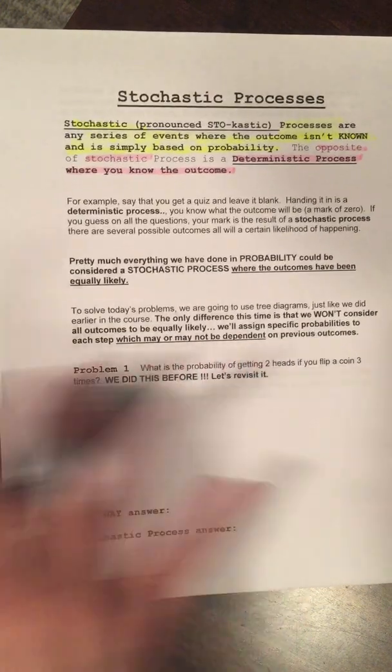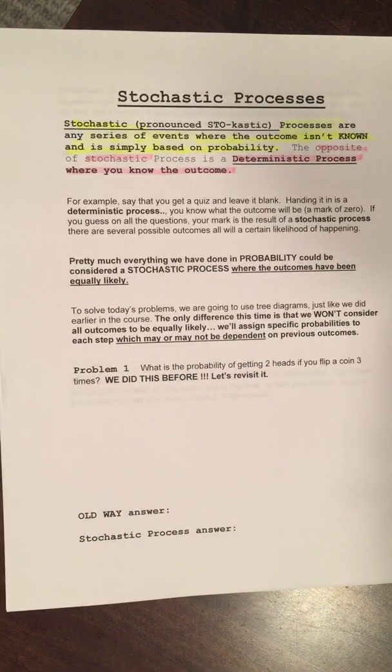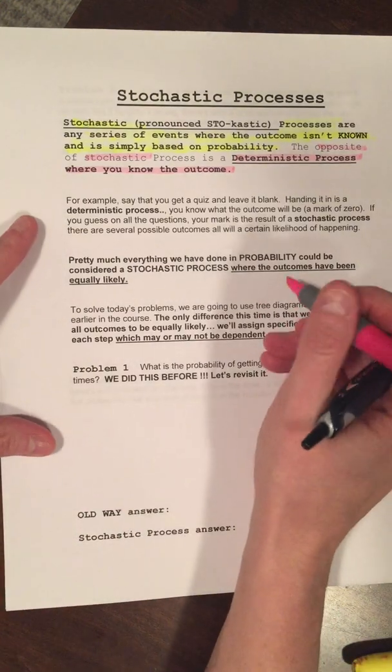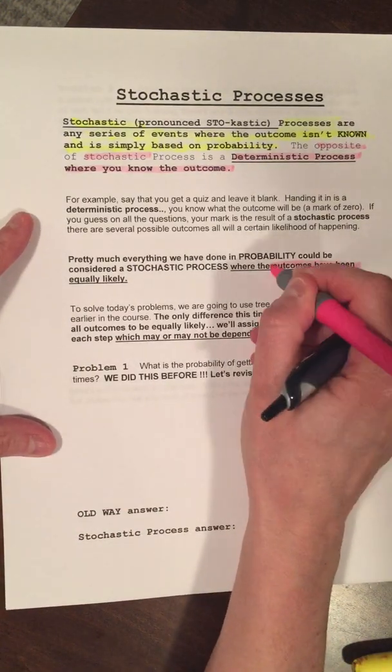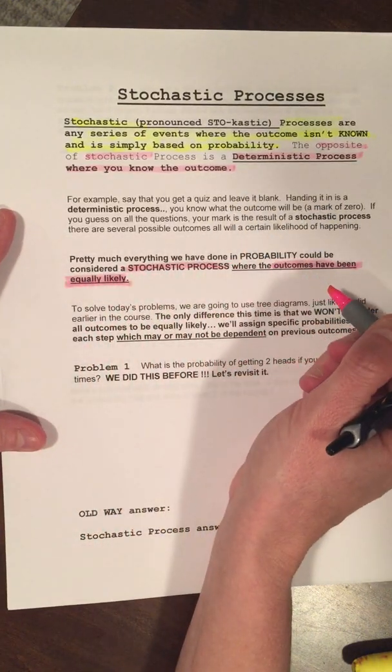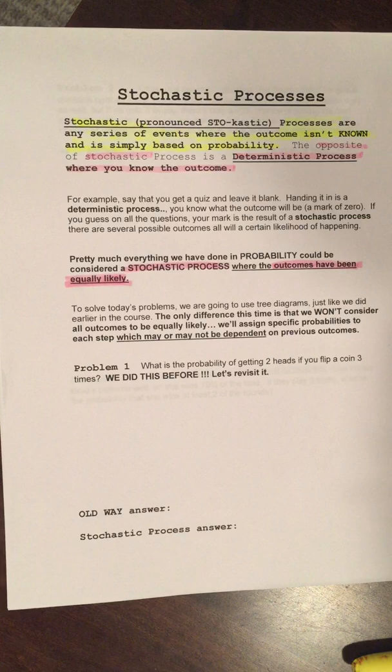Pretty much everything that we've done in the probability unit is considered a stochastic process where the outcomes are equally likely. That's what we've been doing. We've been doing a lot of things where the outcomes are equally likely. I just haven't mentioned the word stochastic.